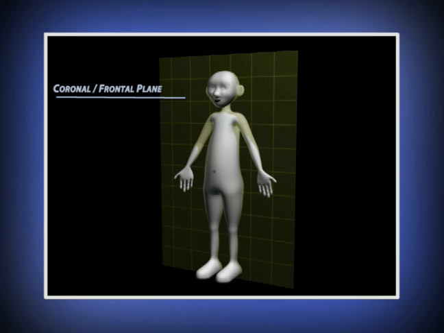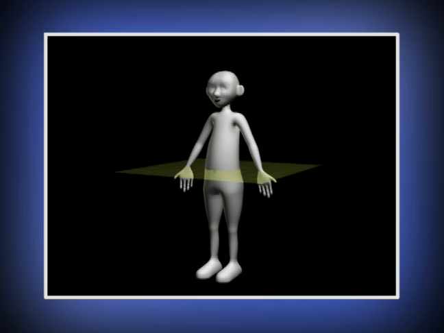Another plane that lies vertically is the coronal or frontal plane. However, it divides the body into posterior and anterior portions. The third plane lies horizontally and is referred to as the transverse plane. It is also known as an axial plane. It divides the body into top and bottom portions.